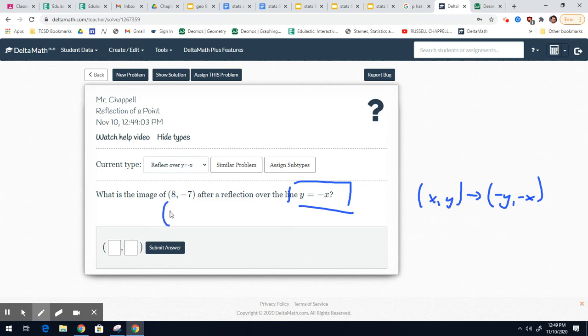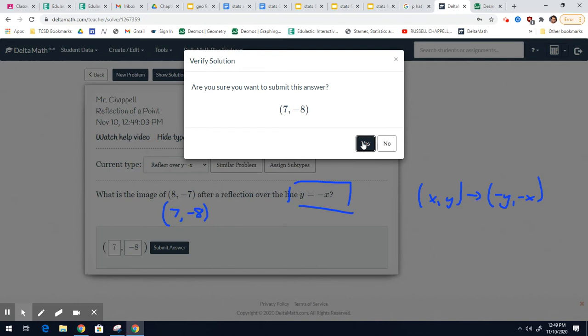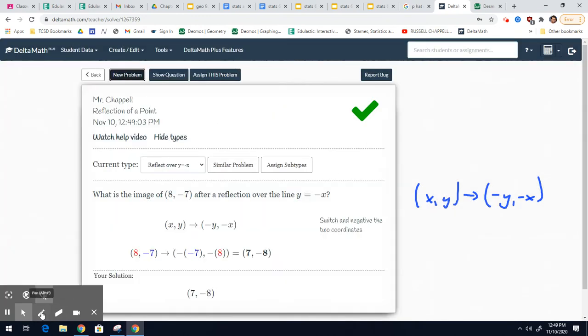So the -7 will come first and turn positive. The 8 will go second and turn negative. And there is your new point, (7, -8). There we go.